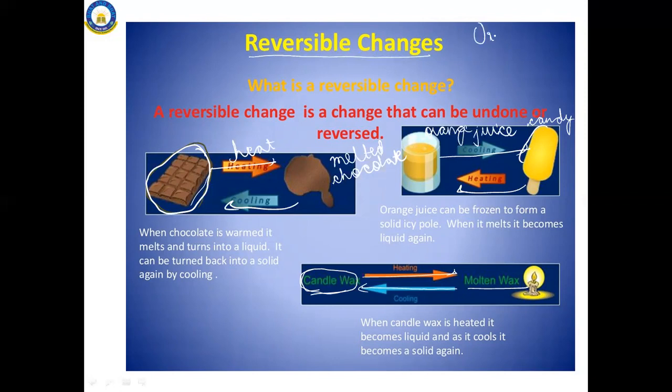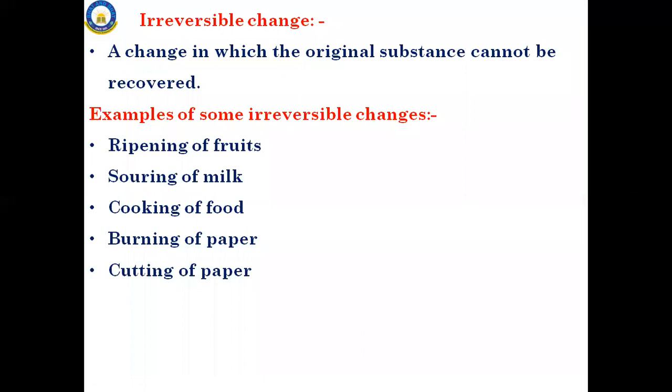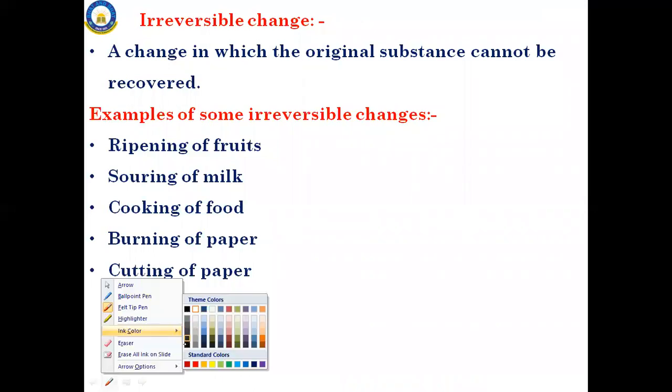Here, if you see, the original substance is recovered. This is an example of reversible change, and that is how we understand reversible change. And after understanding reversible change, we need to understand chemical change.